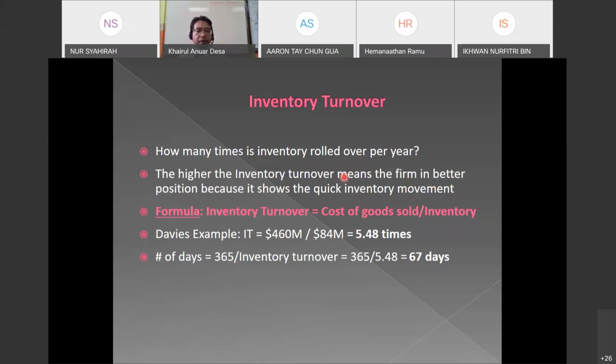So the higher the inventory turnover means the firm is in a good or better position because it shows a quick inventory movement. Okay. Kalau you tengok sini, the higher the inventory here means inventory is one of the items in the current asset. And how we transform the inventory into cash, or in brackets sales, means our company is effective.